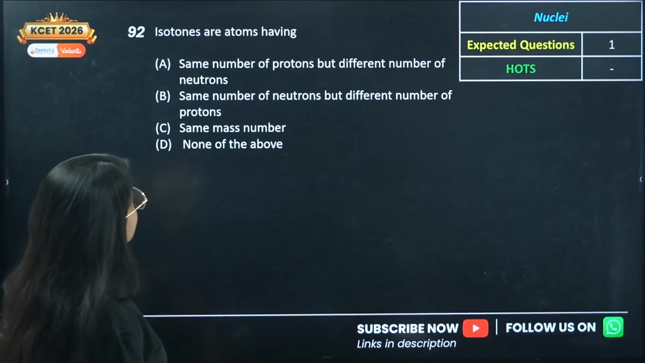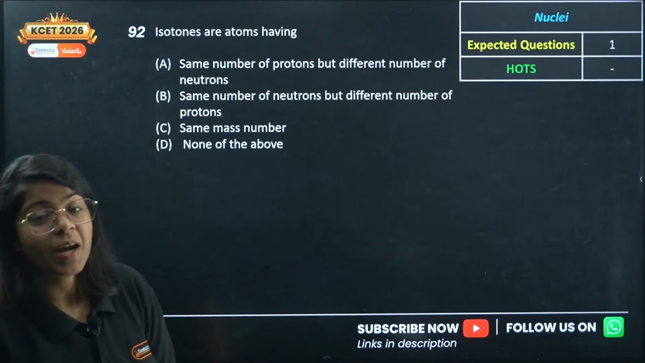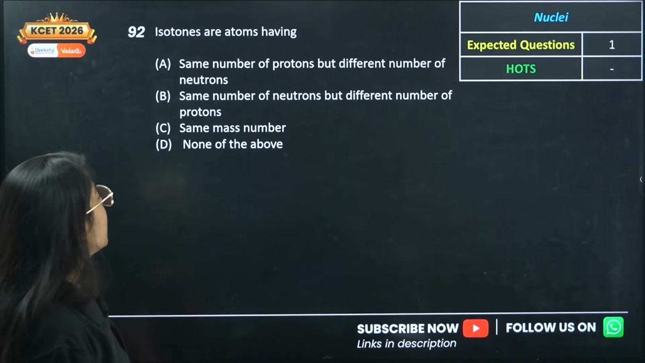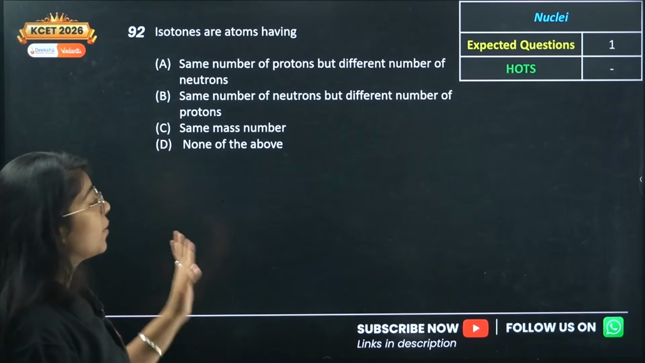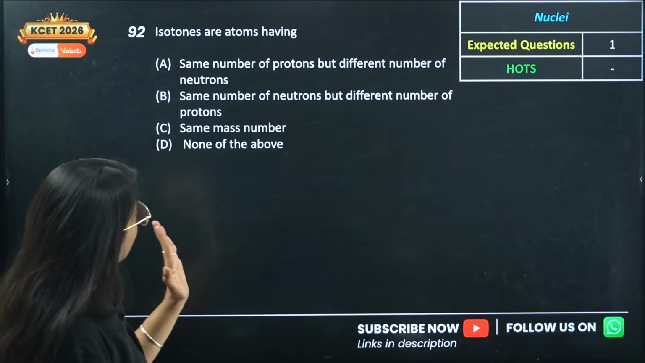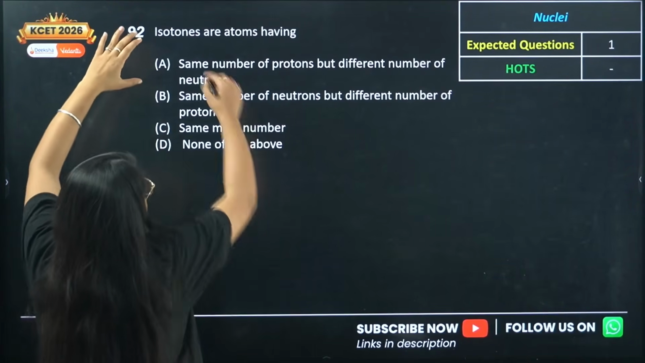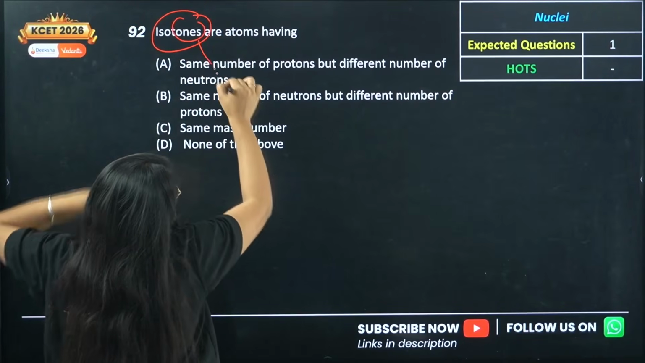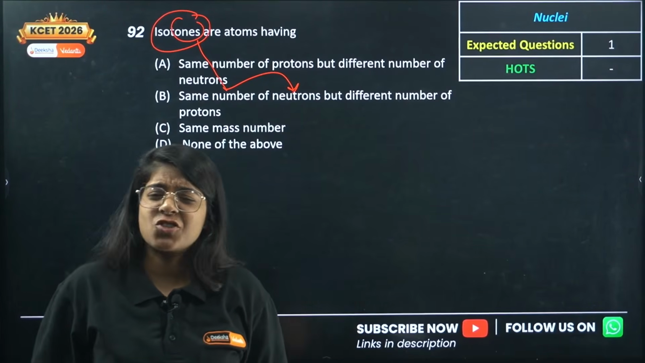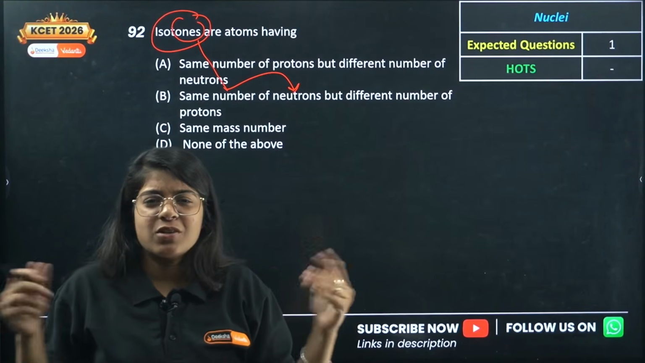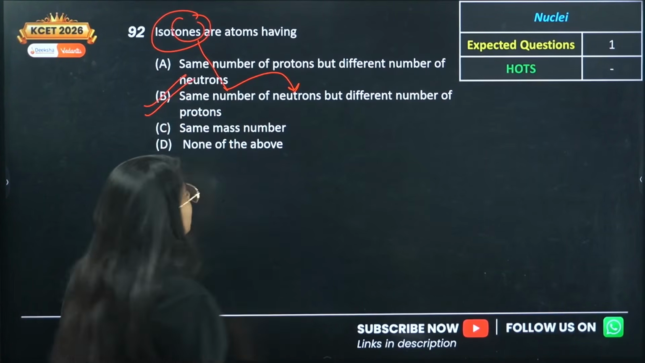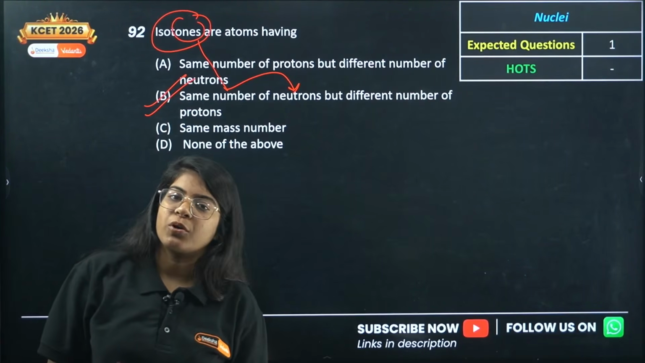Correct. 92nd, and we are moving to the chapter nuclei. 92nd is isotones are atoms having same number of protons but different number of neutrons, same number of neutrons but different number of protons, same mass number, or none of the above. Now isotones, from tones I have remembered that is neutrons. Of course you can say electrons, protons are same, but it just vibes. Isotones and neutrons feel like cousins or brothers. So it has same neutrons but different number of protons. Okay.